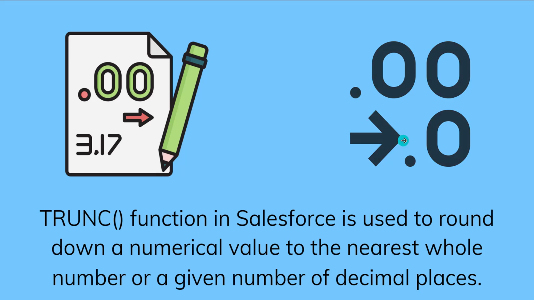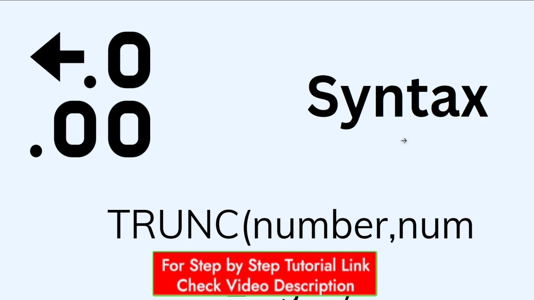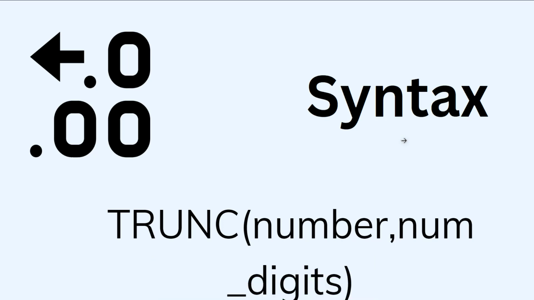So here the syntax is given on your screen. Here we have a number, which specifies the value that you want to truncate, and number of digits. It specifies the number of decimal places to which you want to round down the number, but it is an optional parameter. If you do not specify this, the function rounds the number down to the nearest whole number. So let's proceed and learn how we can use the truncate function in both Salesforce Lightning as well as the classic user interface.